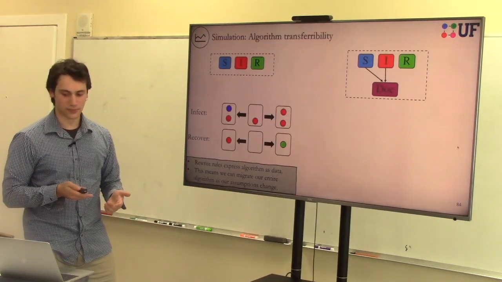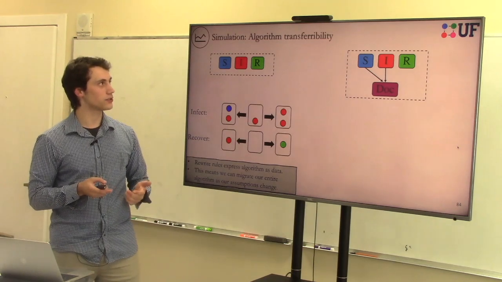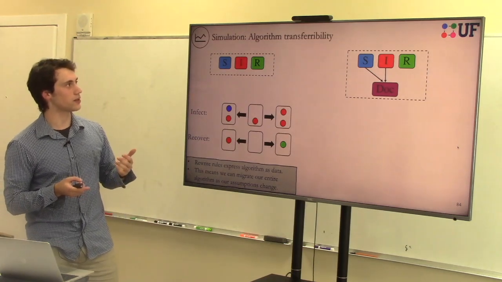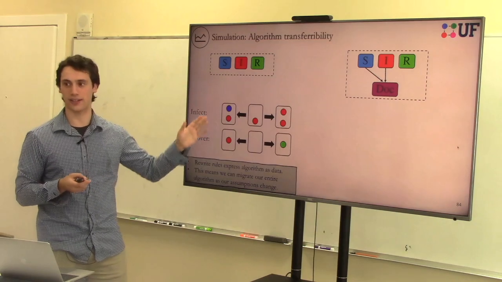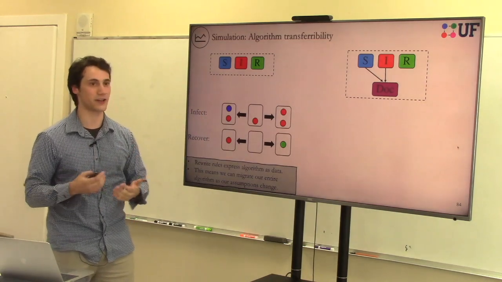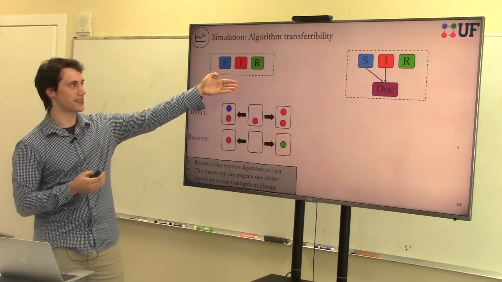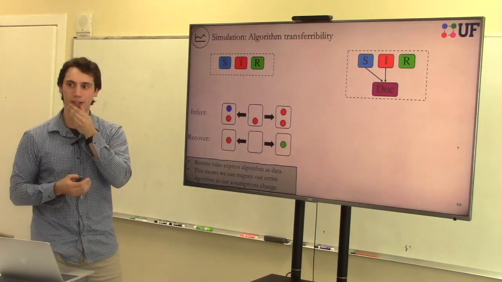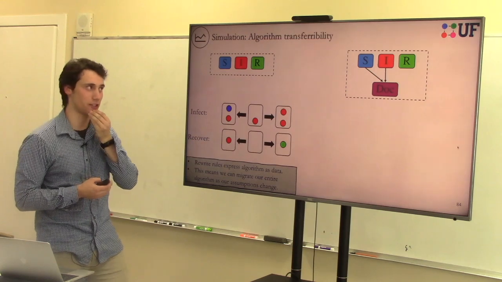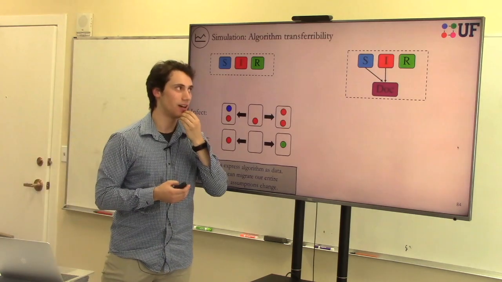And the last point that I want to really stress is this issue of transferability. So I want to give a concrete example of a data migration that's really useful. So what I've been describing is this SIR model, but now imagine that our perspective on reality changes and we realize we need a richer model.